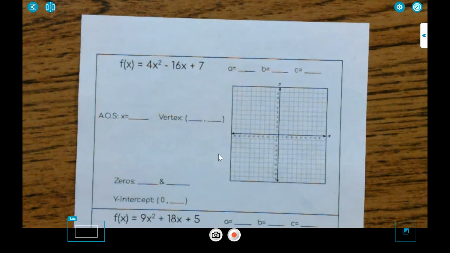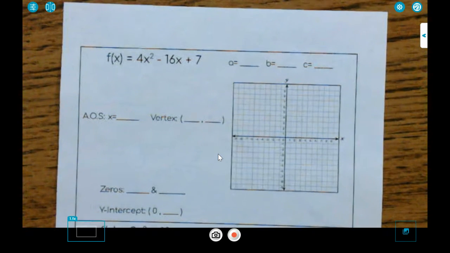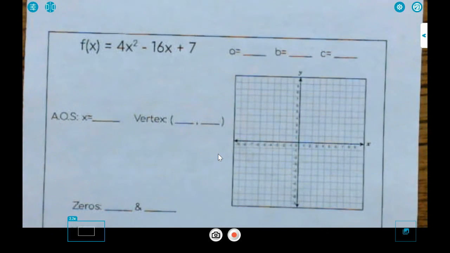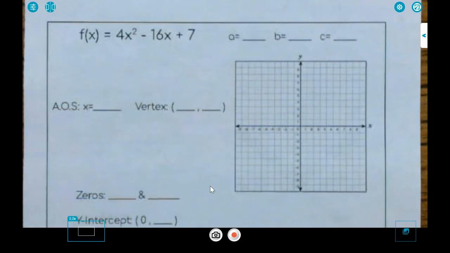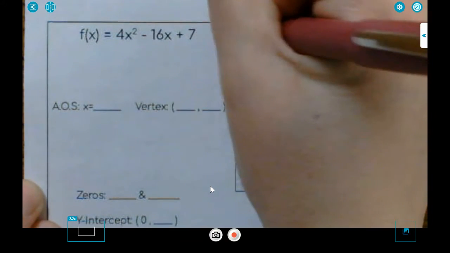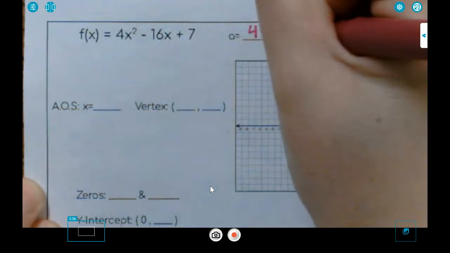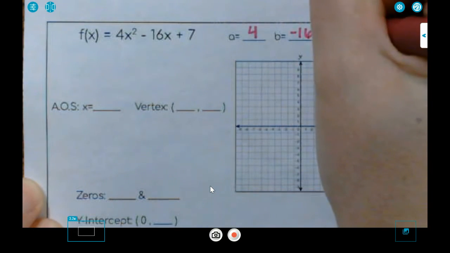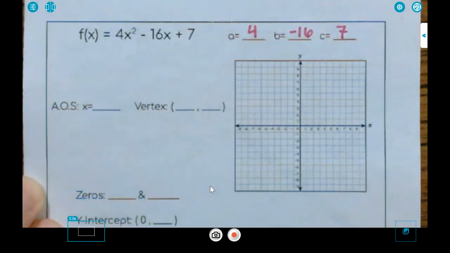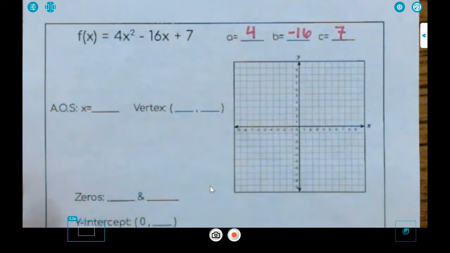So our first example we've got is 4x squared minus 16x plus 7. We are going to label A, B, and C over on those lines to the right. Our A value is 4. Our B value is negative 16. And our C value is 7. So 4, negative 16, and 7.